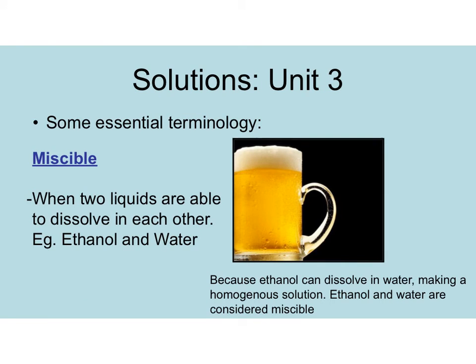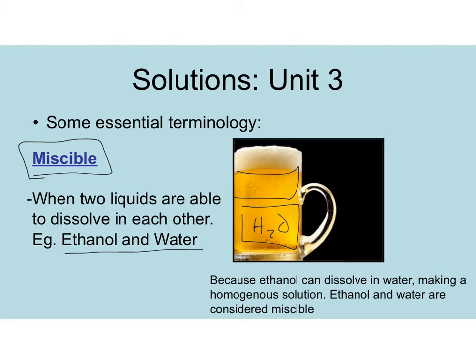All right, some more terminology. Another term is miscible. What miscible means is when two liquids are able to dissolve in each other. So an example would be if you take ethanol and water, they can dissolve in each other. If you put these two things together, you're not going to have a layer of ethanol and then a layer of water. You're going to have them all mix. It's all going to be mixed together, and you're not going to have two separate layers. So when two liquids mix together, and it has to be liquids, we call them miscible.